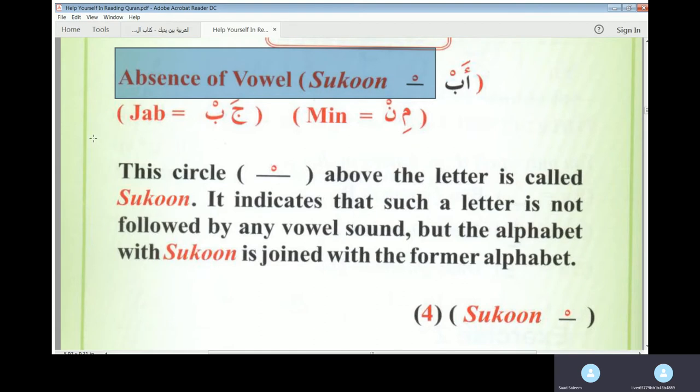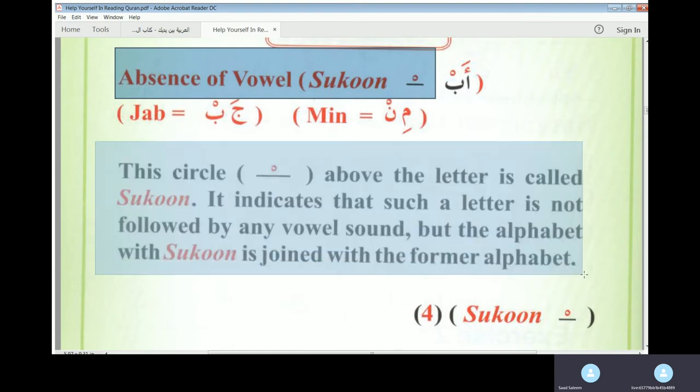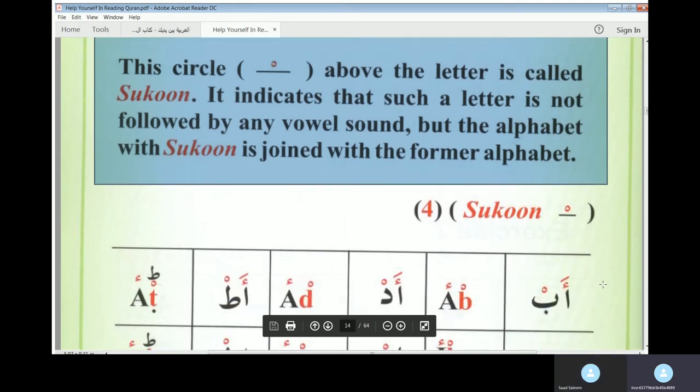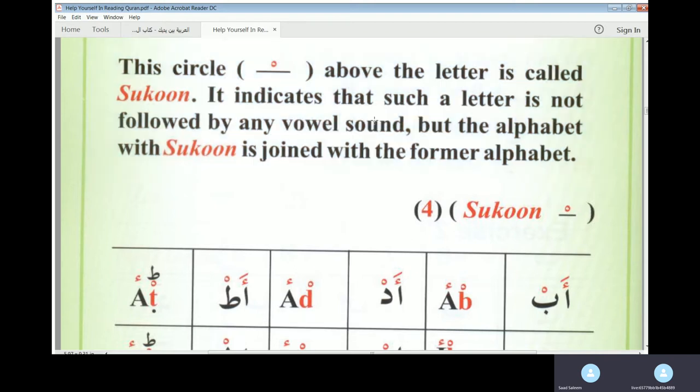Absence of vowel, sukun. This circle above the letter is called sukun. It indicates that such a letter is not followed by any vowel sound, but the alphabet with sukun is joined with the former alphabet.